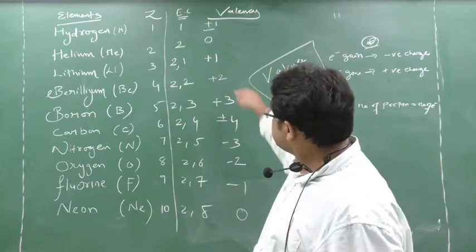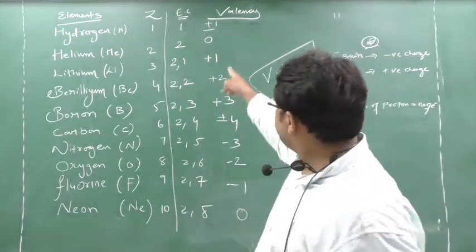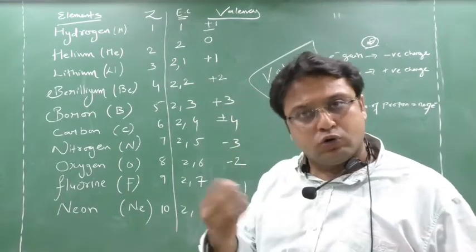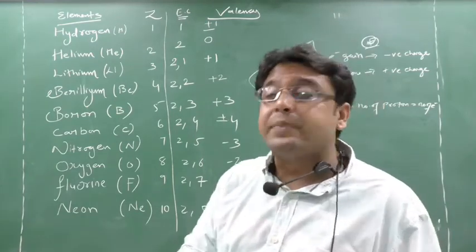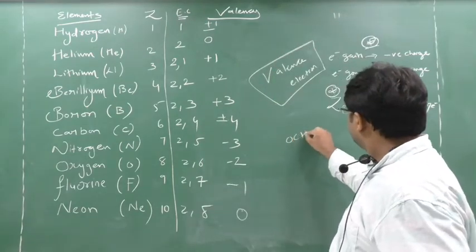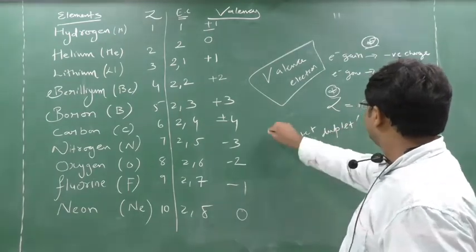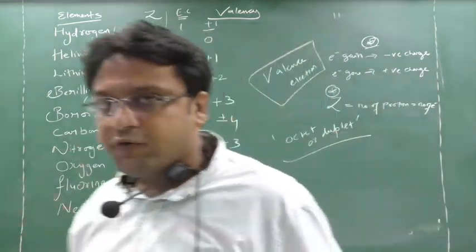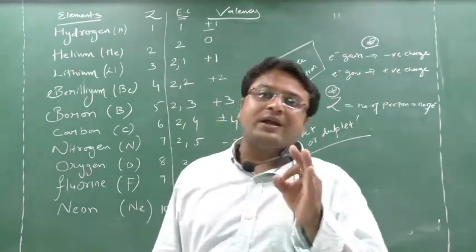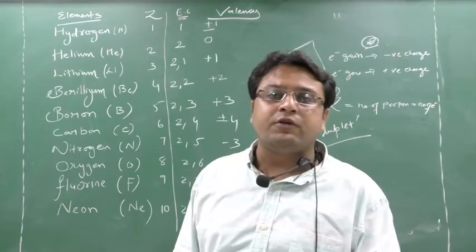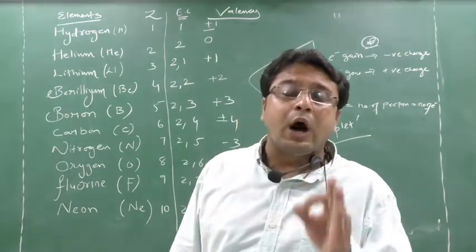See here, this number we got is either to complete 2 or to complete 8. Yes or no? So valency means the number of electrons required to complete an octet or duplet. Duplet means 2 and octet means 8. So valency means the number of electrons required to complete an octet or a duplet. Whereas the valence electrons are nothing but the total number of electrons present in the outermost orbit.